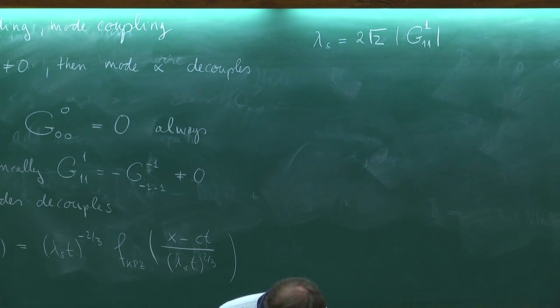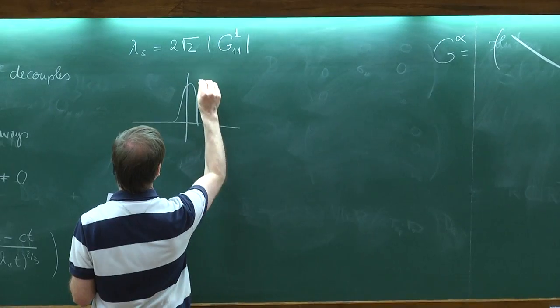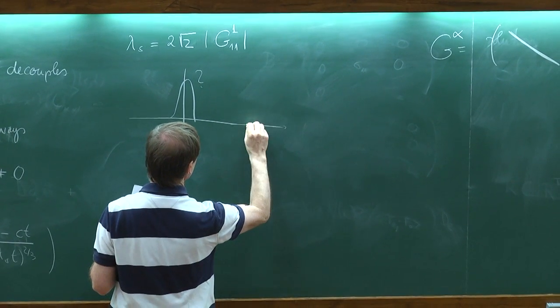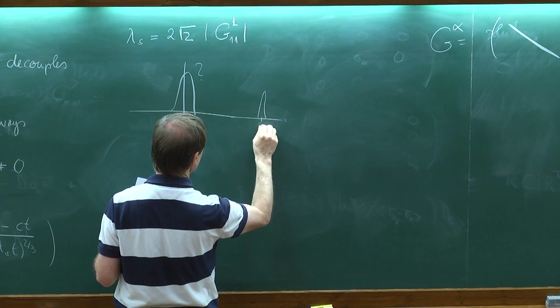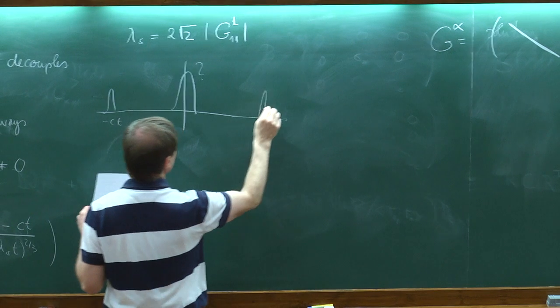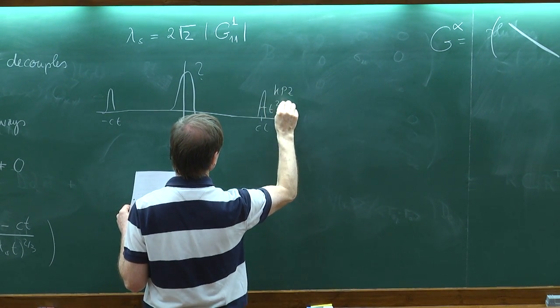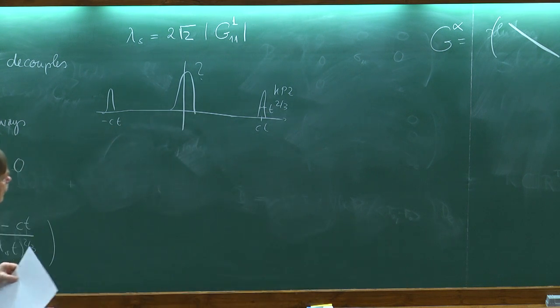Okay, so now what do we have to do? The next thing I want to do is, just a moment. Here there's still a question mark, and so here I now have the sound peaks at ct and at minus ct, and for them we now know that they're KPZ and this goes like t to the 2/3. So this is how far we got, right? And so the question is, what do I do about the heat mode?